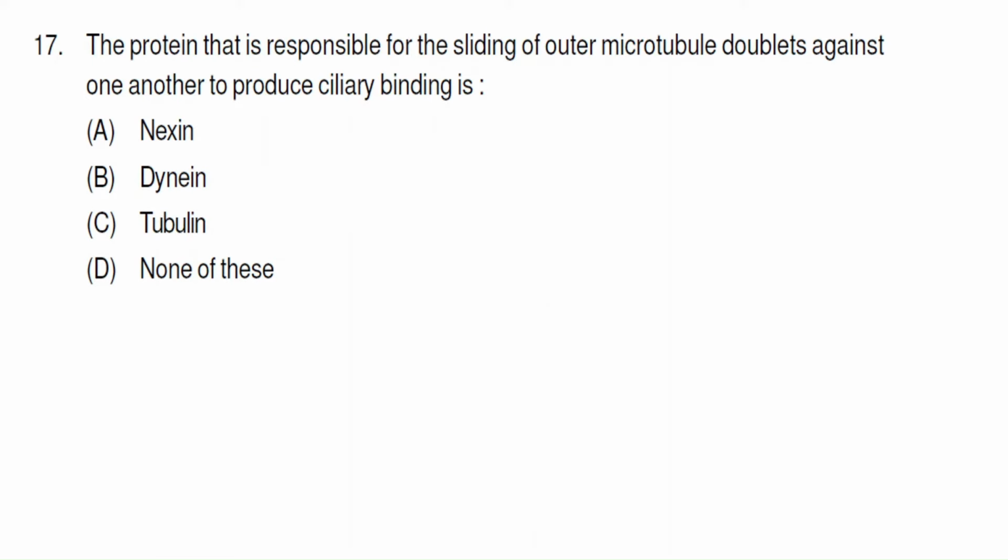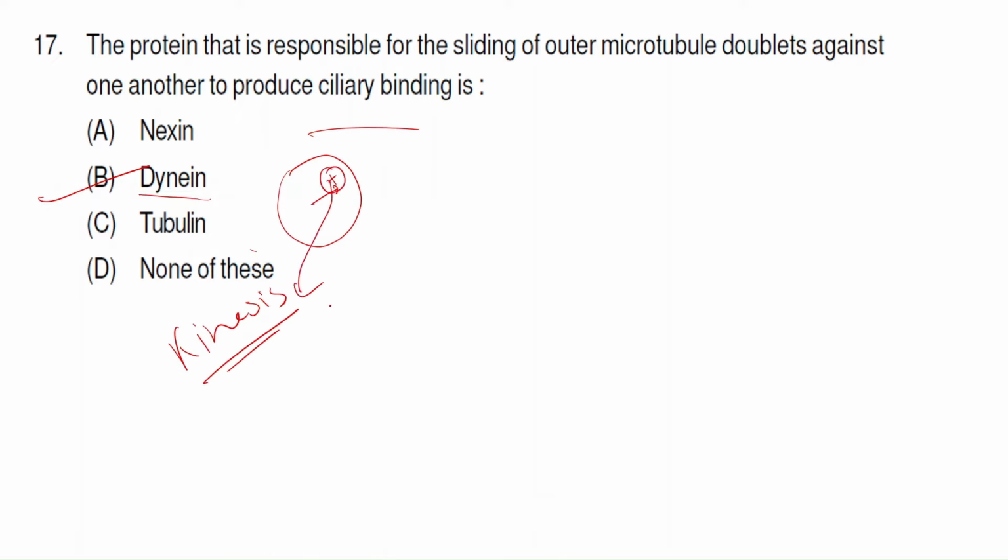Next question. The protein that is responsible for sliding of outer microtubule doublets against one another to produce ciliary bending is, the answer for this will be dynein. Remember, there are two types of motor proteins which help in the movement of intracellular organelles. What are these? Dynein and kinesin. When it is plus end directed, kinesin comes into action. When it is minus end directed, dynein comes into action.